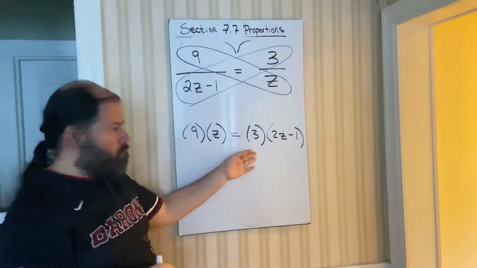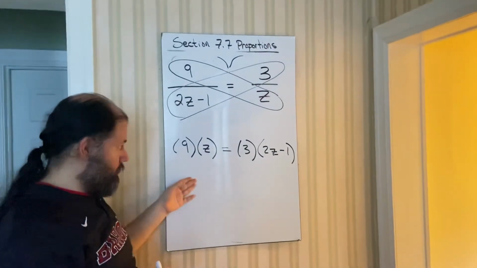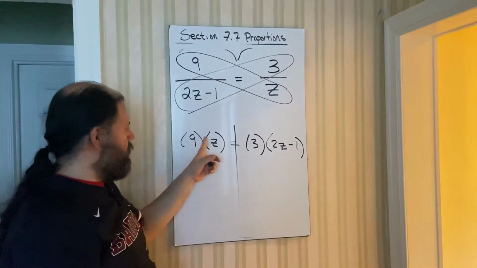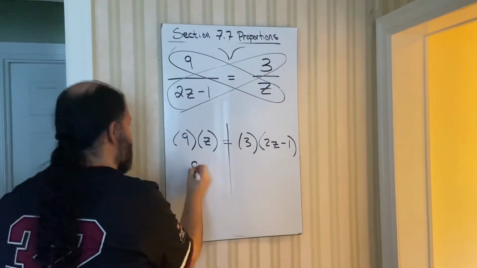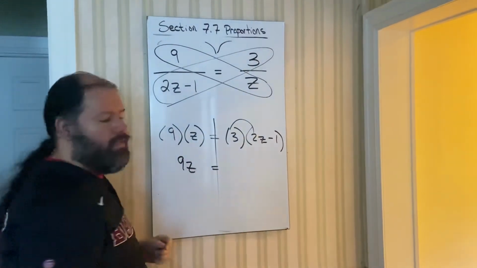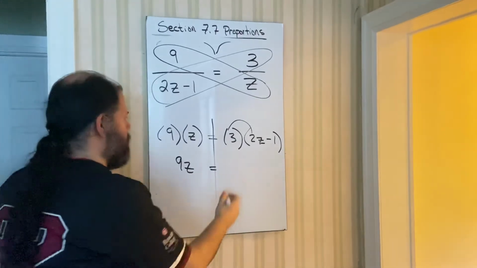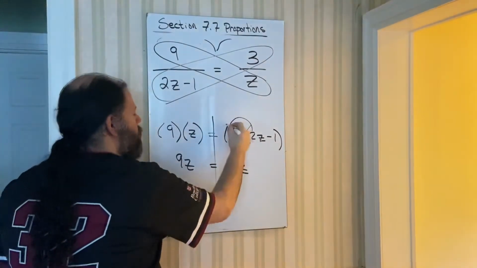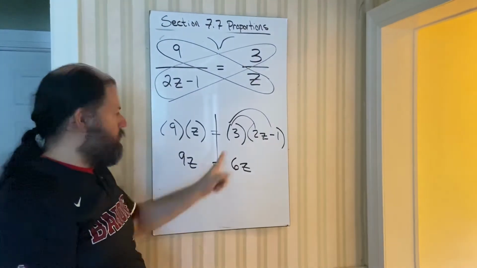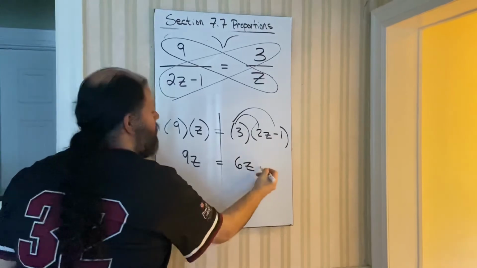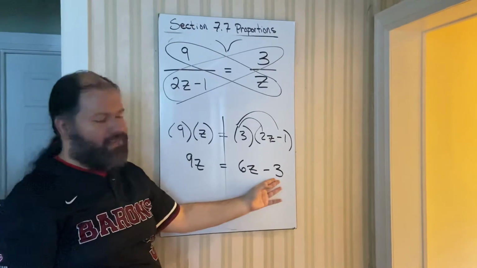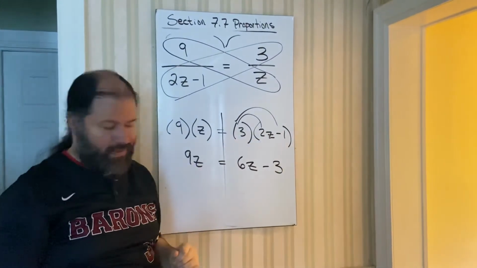Now that this is written, no more fractions. Solve your equation just like you normally would do. So 9 times z, 9z. 3 times 2z, 6z. 3 times negative 1. Make sure you're distributing to every term in this parentheses. 3 times negative 1, negative 3. I always get someone who will only distribute here and then bring down a negative 1. You got to distribute to everything in the parentheses.